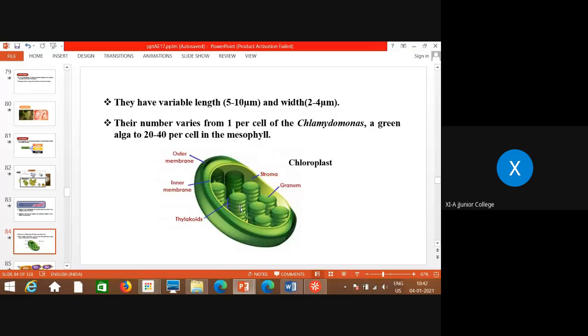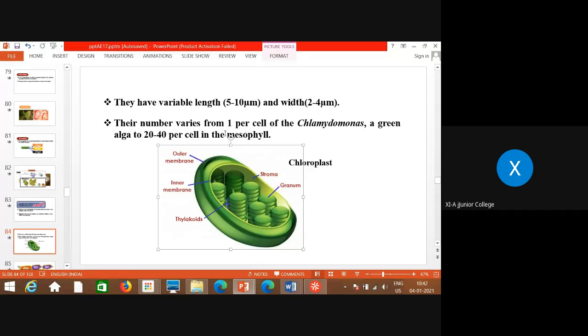Now again, one more structure, you can see this diagram. Here is the outer membrane, this is the inner membrane. There is a space present between the inner and outer membrane, the intermembrane space. This is the 3D diagram of chloroplast, and the length varies, width also varies. The length range is 5 to 10 micrometer, width range is 2 to 4 micrometer, and their number also varies from 1 per cell of the Chlamydomonas, that is a green alga, to 20 to 40 per cell in mesophyll.